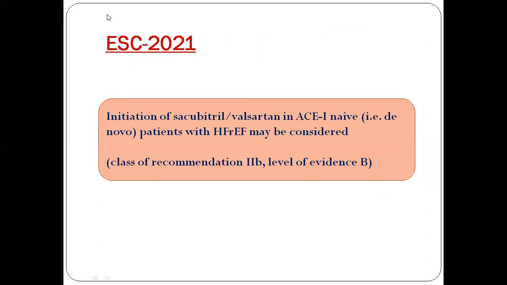What does ESC 2021 say? Initiation of sacubitril-valsartan in ACE inhibitor naive, that is de novo patients, who have not previously received ACE inhibitors or ARBs, can be considered. So it may be considered, which is a class 2B recommendation.